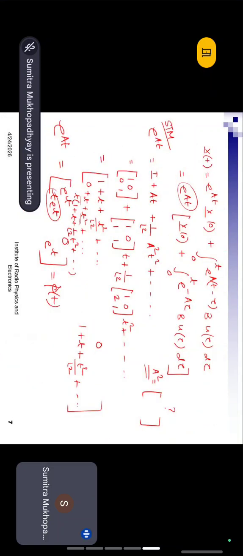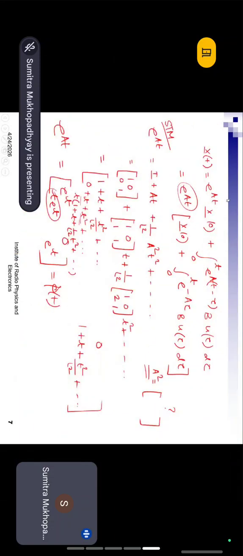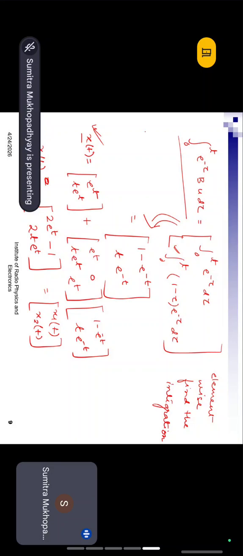So what we are getting: first we need to obtain the time response of this system. So first we are obtaining e to the power at. We have the initial condition, we calculate this integration, add it with the initial condition and multiply with e to the power at. Or you can multiply e to the power at with x0, multiply this integration with e to the power at, and then add them and get the solution. So this is the final response. Okay.